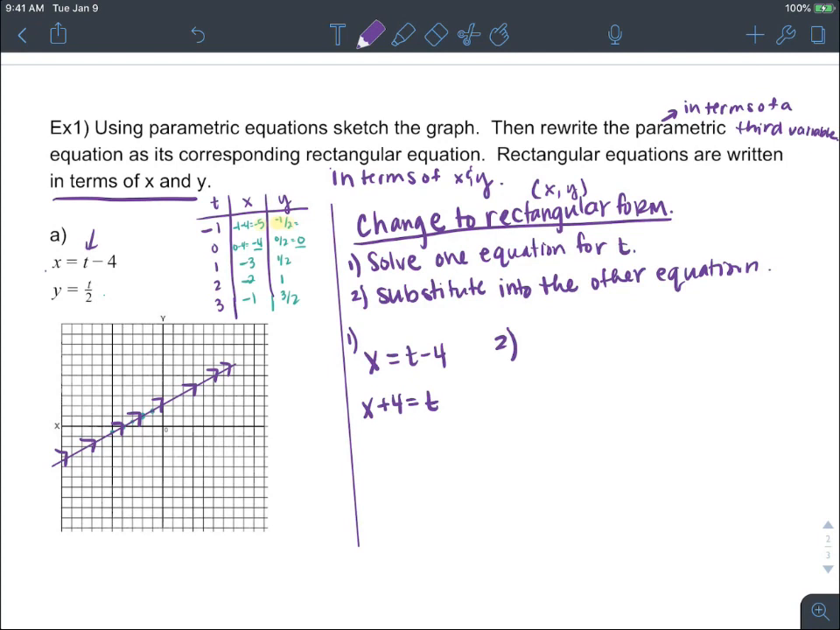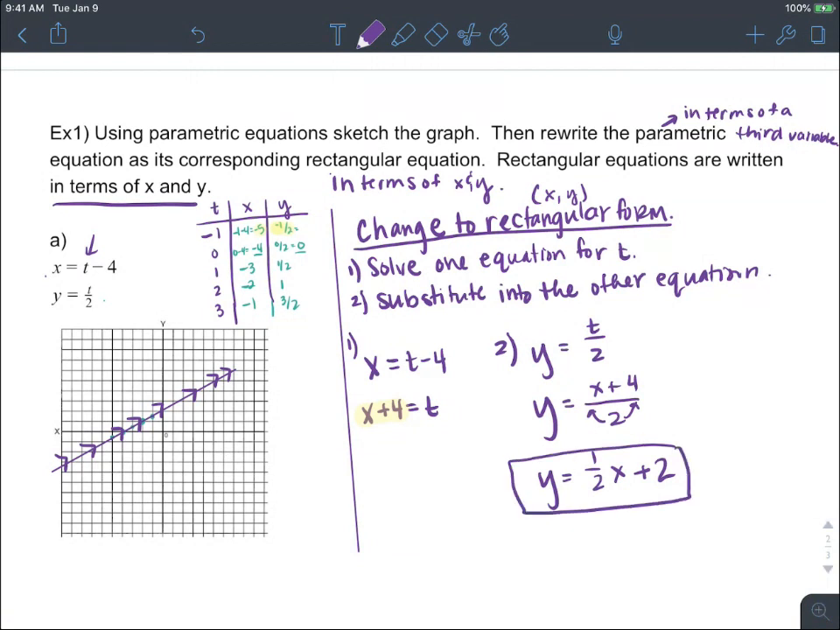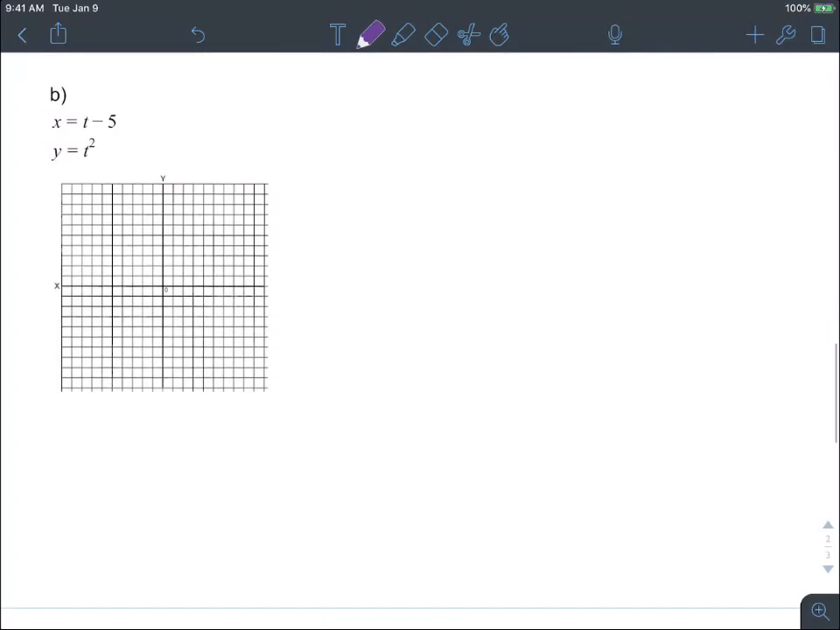And then I substitute this x plus 4 in for t. So y is equal to t over 2. So y is equal to x plus 4 over 2. And now I've eliminated my t variable. I'm going to just rewrite this as 1/2 x plus 2, since 2 goes into both. And I'm just going to look to see that this equation right here, the slope is 1/2 and the y-intercept is 2. Oh, the slope is 1/2 and the y-intercept is 2. I think we graphed right. Okay. All right, let's look at B.